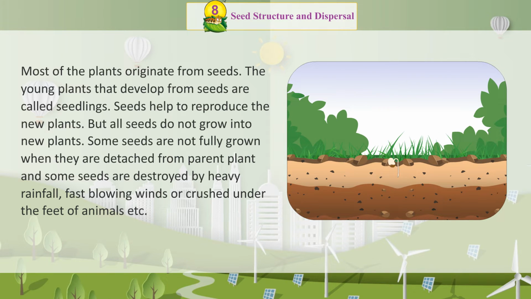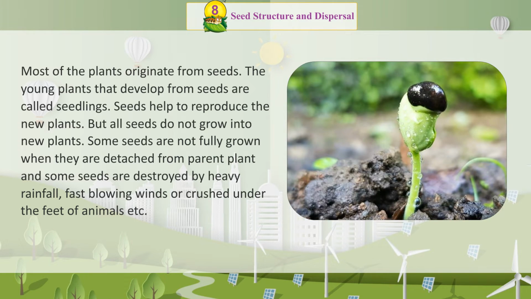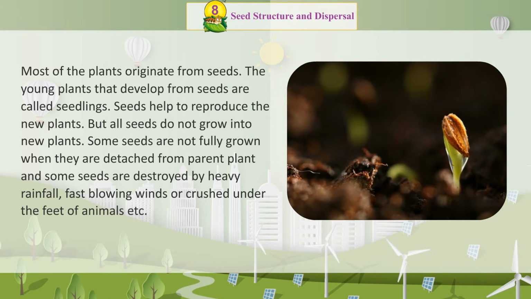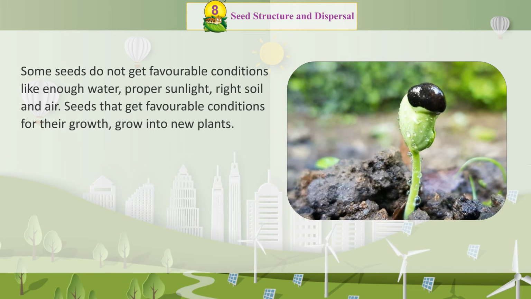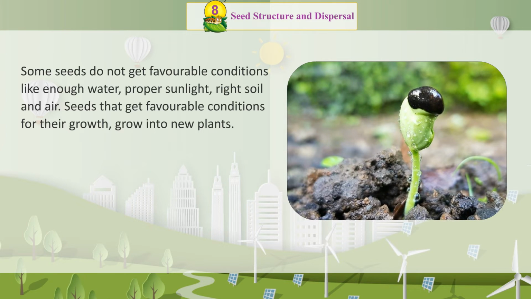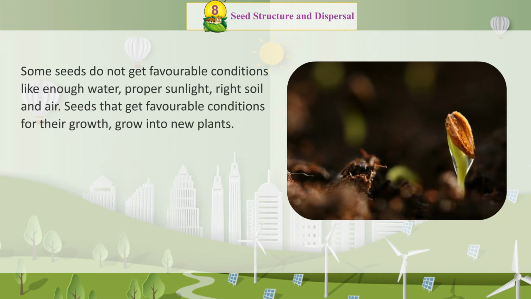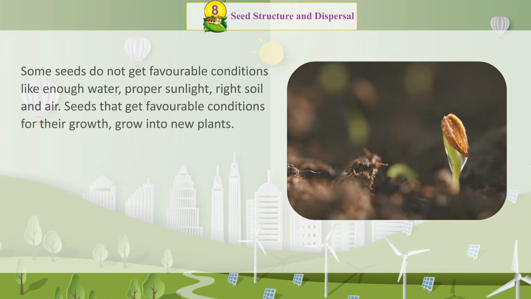Seeds help to reproduce the new plants, but all seeds do not grow into new plants. Some seeds are not fully grown when they are detached from the parent plant, and some seeds are destroyed by heavy rainfall, fast blowing winds, or crushed under the feet of animals, etc. Some seeds do not get favorable conditions like enough water, proper sunlight, right soil, and air. Seeds that get favorable conditions for their growth grow into new plants.